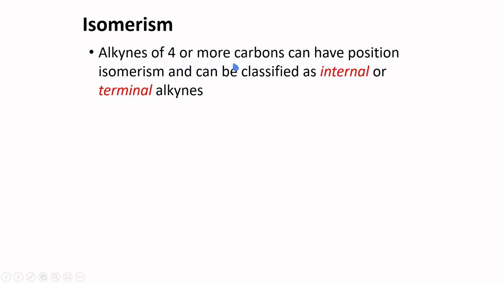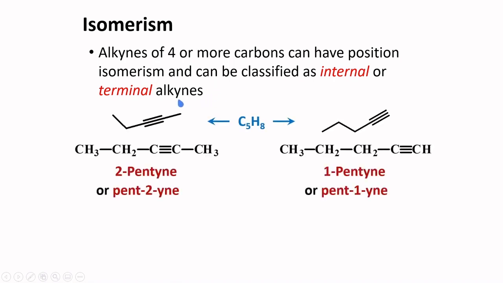Alkynes of 4 or more carbons can have position isomerism and can be classified as internal or terminal alkynes. This is an internal alkyne. The triple bond is at an internal position. The name here is 2-pentyne or pent-2-yne. These are both acceptable under IUPAC rules. This other case is a terminal alkyne. The name is 1-pentyne or pent-1-yne.